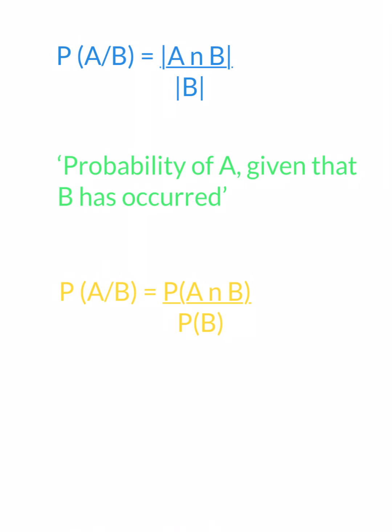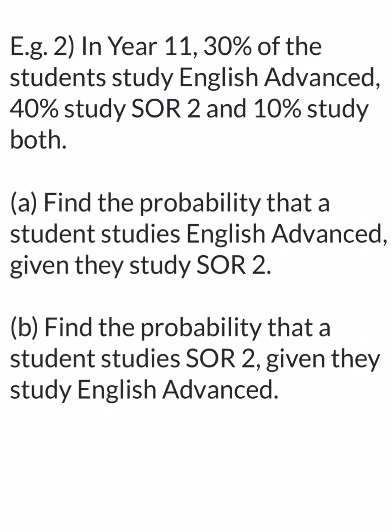So the probability of A given B, pronounced probability of A given that B has occurred, is A intersection B over B. Or using the probability notation, it's the probability of A intersection B over the probability of B. So let's use these formulas.